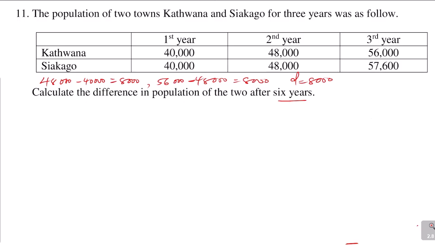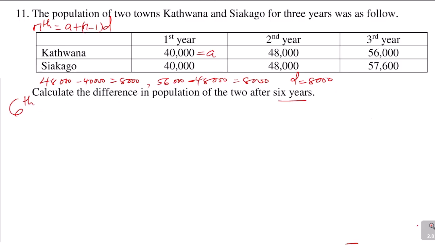And therefore, having known that, we shall take 40,000 to be the first term. And then you know how to get the nth term. The nth term of an AP, arithmetic sequence, is given by a plus (n minus 1) d. So for us to get the population of Katwana after 6 years, we'll be required to get the 6th term. The first year is the first term, the second year the second term, the third year the third term. So for 6 years we get the 6th term. The 6th term will give us the population after 6 years.